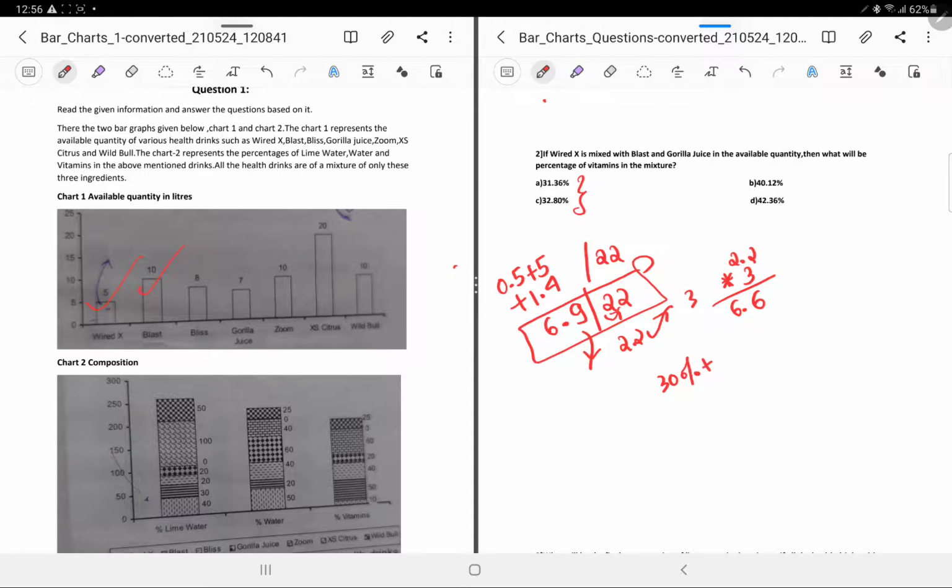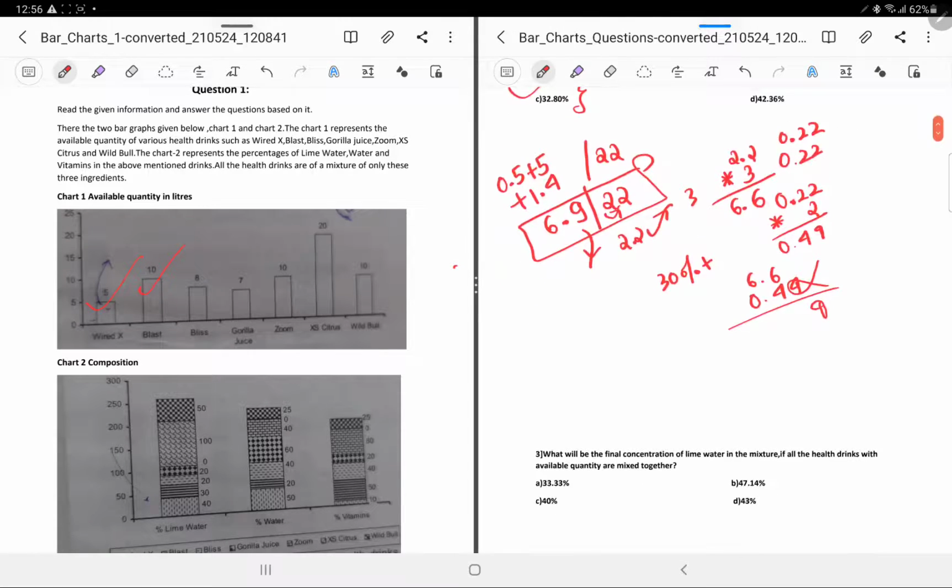Now for this 0.3, what we can do is 0.22 can be added. But we cannot add 0.22. Can we do this? See, the 1% for this would be 0.22. Now if we multiply this, it would be 0.44, and 6.6 plus 0.44 would go beyond this. So the answer has to be somewhere around 31.36%.